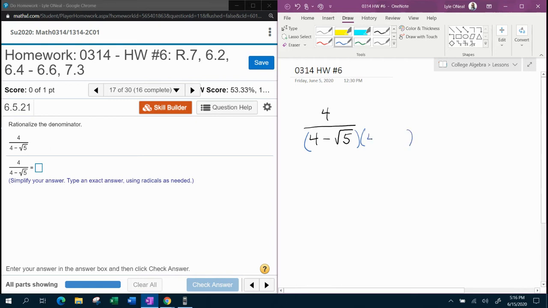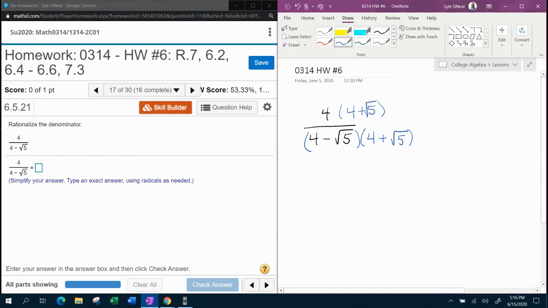And what that means is the same denominator with a different sign. So instead of 4 minus square root of 5, we're going to multiply by 4 plus square root of 5. And whatever you do to the bottom, you have to do to the top. So we're going to multiply top and bottom by 4 plus square root of 5, okay?